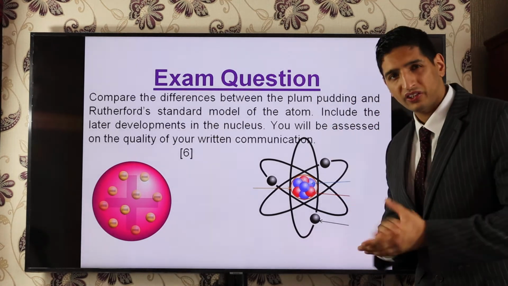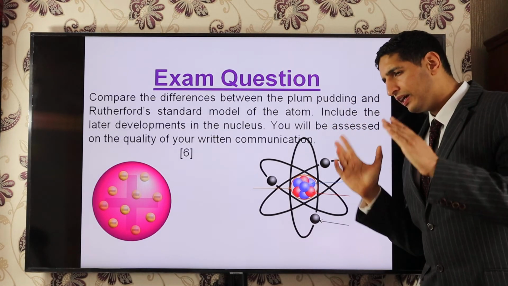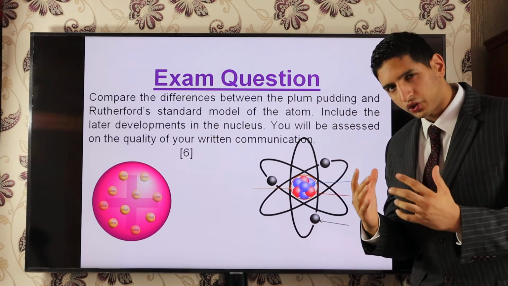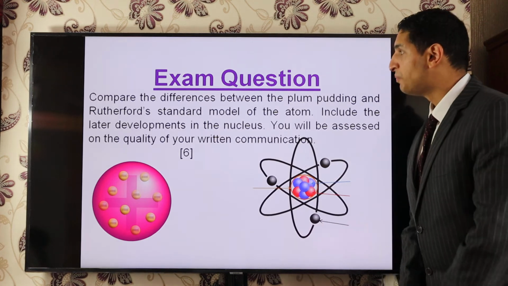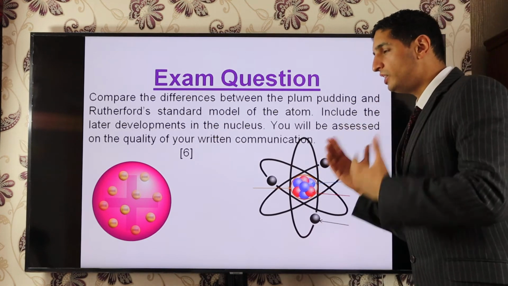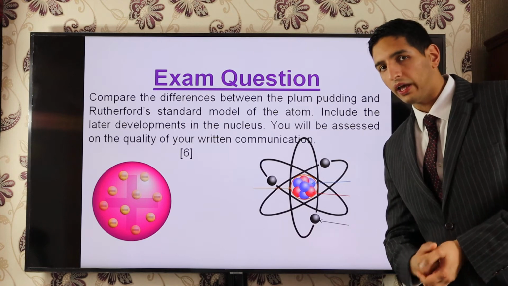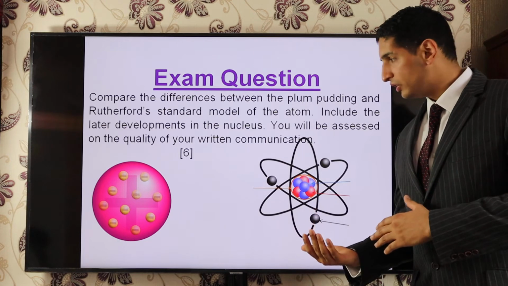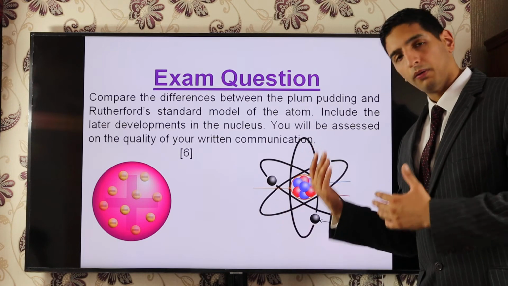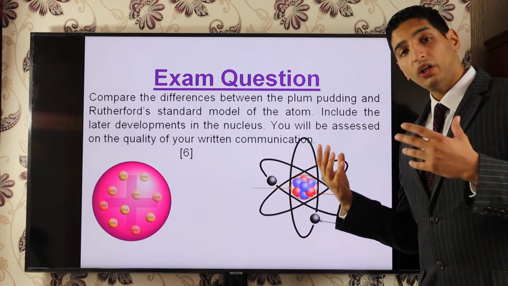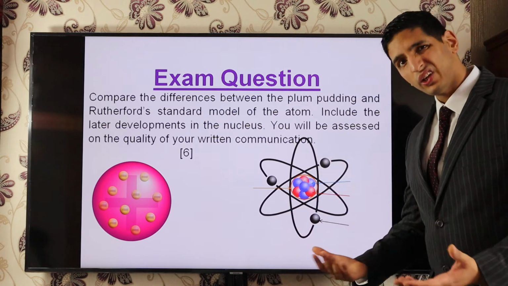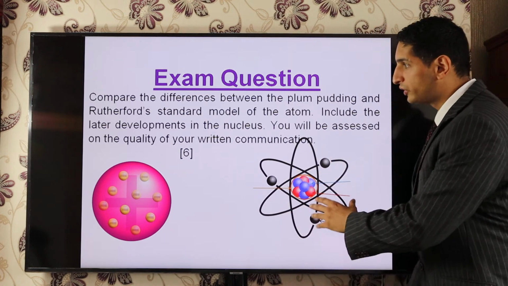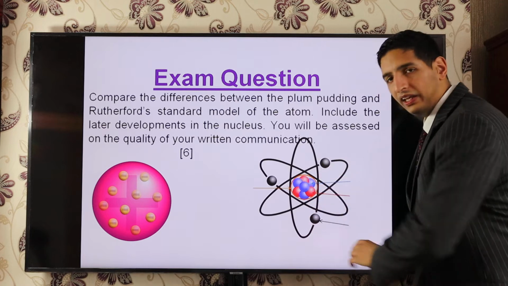Today I'm going to be addressing a very important matter, and that is the evolution of the structure of the atom. This is typically a GCSE exam style question you could get, comparing the nuclear model of Rutherford and J.J. Thomson's plum pudding. So it's very important that we understand how the atomic structure changed. This is a question we'll be able to answer at the end of this video.